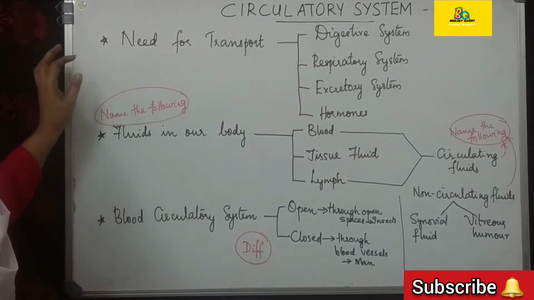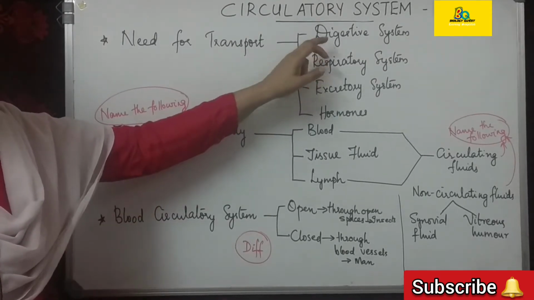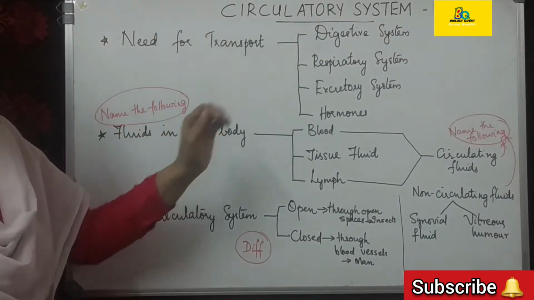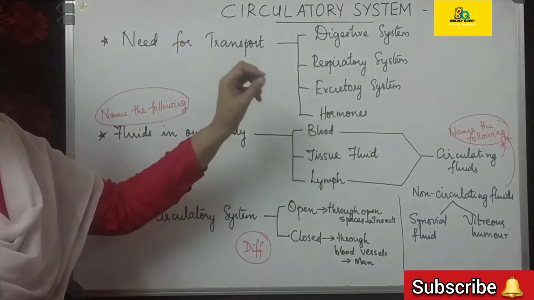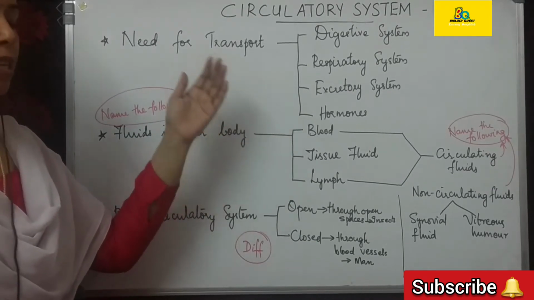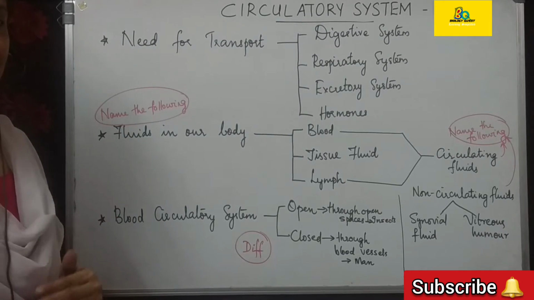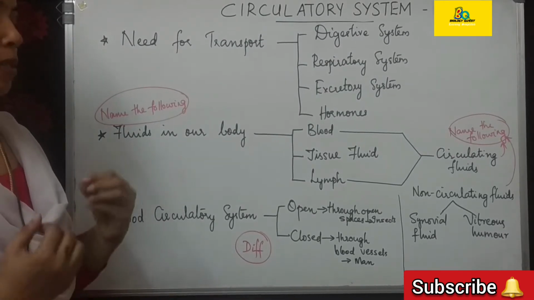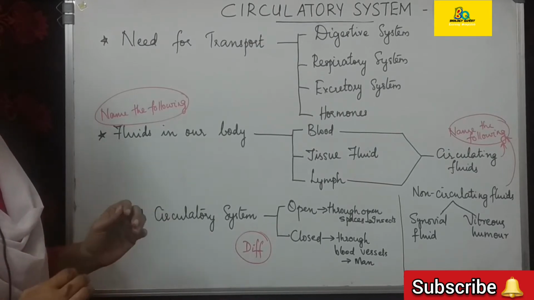So first, what is the need for transportation inside the body? The digested food has to be transported to the various parts of the body. Second, the respiratory gases, oxygen and carbon dioxide, need to be transported. Oxygen is to be transported from the lungs to the different parts of the body, and the carbon dioxide released in the tissues or cells is to be transported back to the lungs. This is again because of the circulatory system.